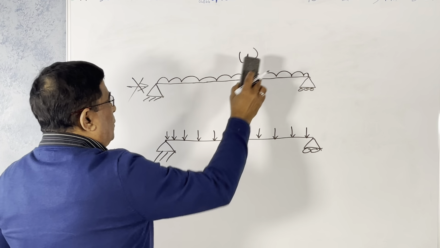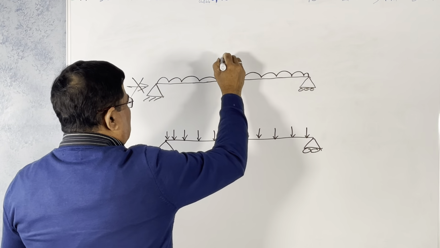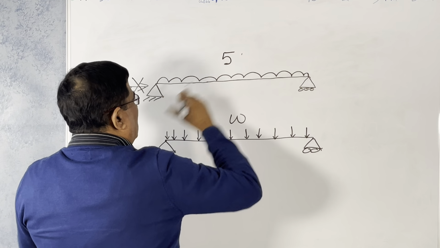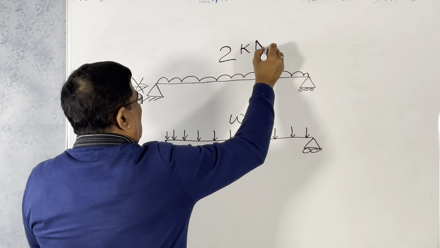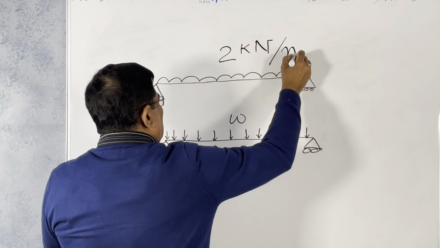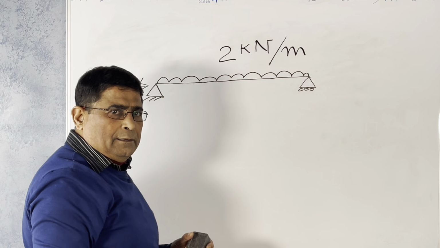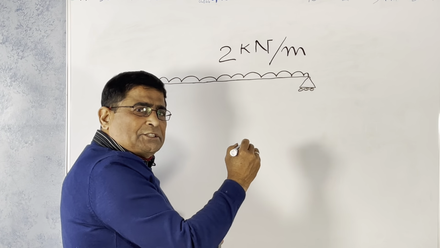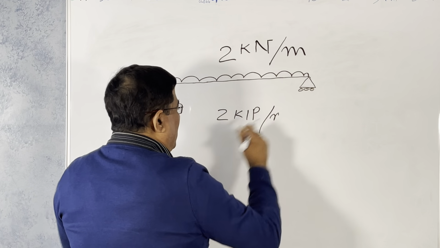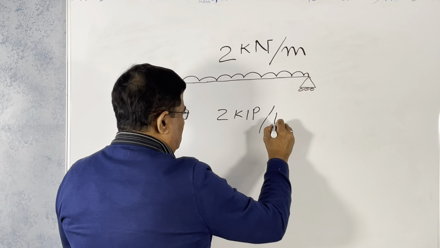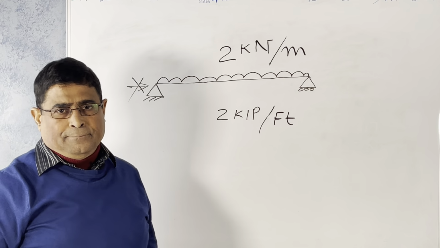But what is W in SI units? Let us make it 2 kilonewton per meter. Or in the American system, say it is 2 kip per feet. As I told you earlier, these two units are not the same, they are different.